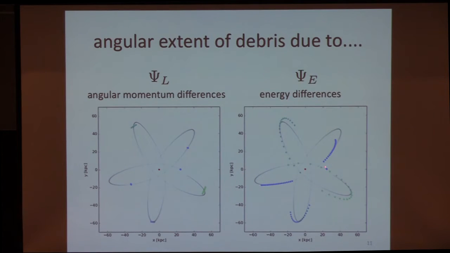If you now take a ball and keep all the angular momenta the same and just put in small energy differences, you see the ball spreading out. And in this case, it forms something that looks more like a stream along the orbit.